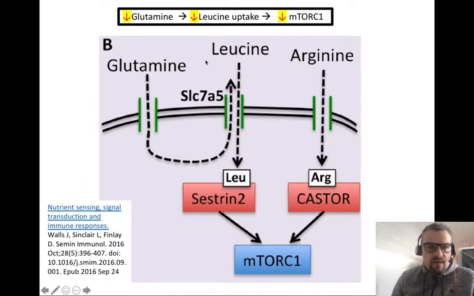So what about glutamine? Any other implications of glutamine deprivation?